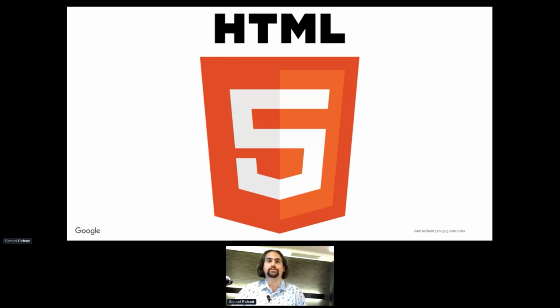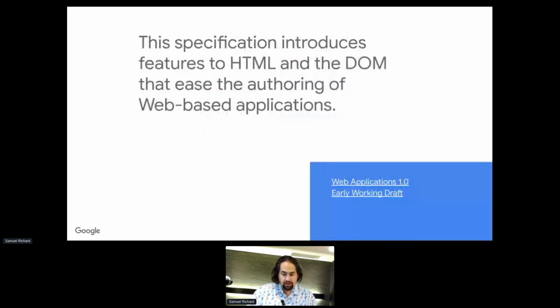Before all of that, there was this draft, this thought of what the web could be. The first sentence of its abstract sums up its intentions really well. This specification introduces features to HTML and the DOM that ease the authoring of web-based applications. Applications. That was what the version of HTML5 was about. That vision put forth September 1st, 2005, that the web could and should be a place for applications, not just documents. This was a powerful thought and a vision we're still trying to fulfill today.